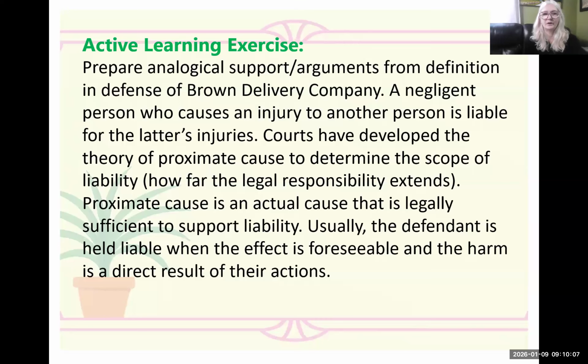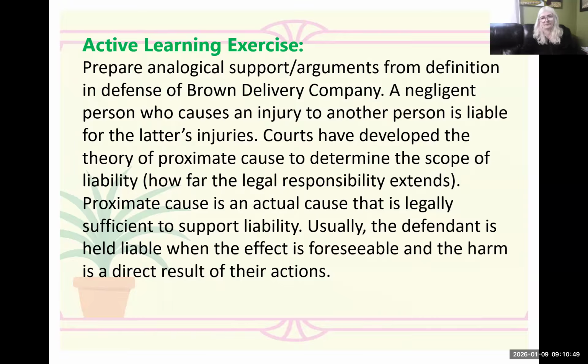A negligent person is someone who causes an injury to another person and is liable for that person's injuries. For this argument, you're going to prepare a defense for Brown Delivery Company. Courts have developed the theory of proximate cause to determine the scope of liability, so how far the legal responsibility extends. Proximate cause is an actual cause that is legally sufficient to support liability. Usually, the defendant is held liable when the effect is foreseeable and the harm is a direct result of their actions.